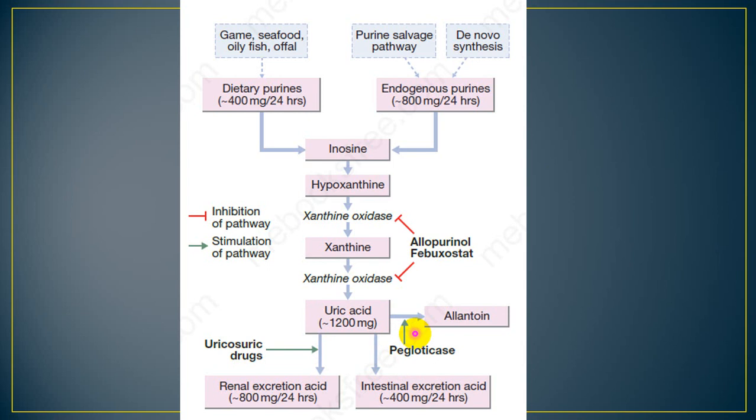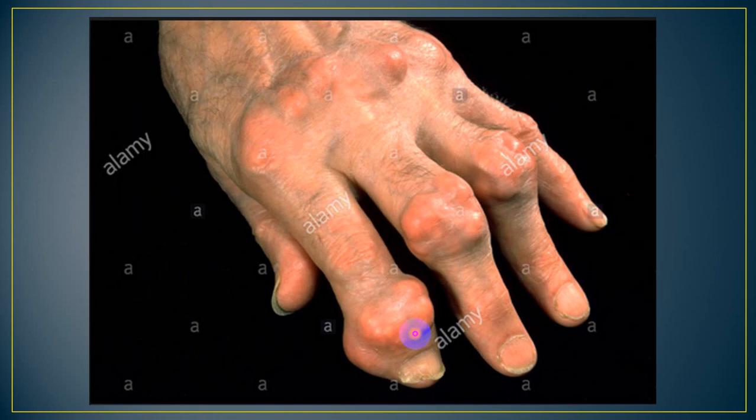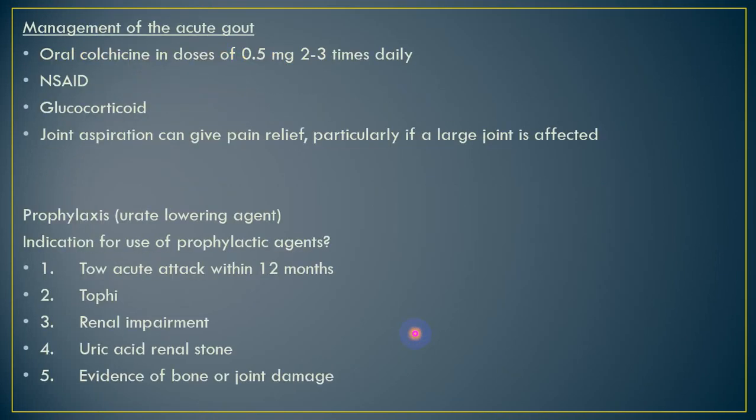So pegloticase is indicated for treatment of more severe disease like tophaceous gout, or in patients who are resistant or intolerant to other medication. Main side effects of this group include infusion reaction and allergic reaction. Another factor to be considered is that with prolonged use of these agents, the body will produce antibodies and this drug will lose its action.